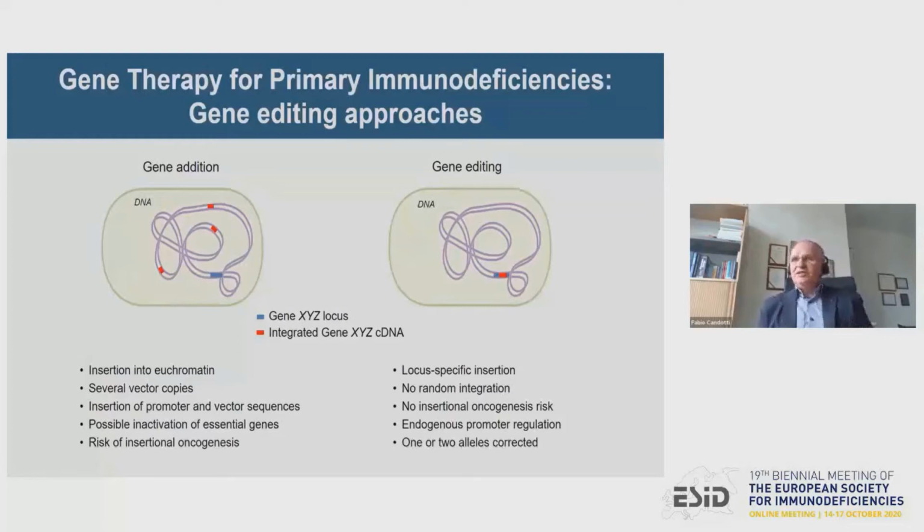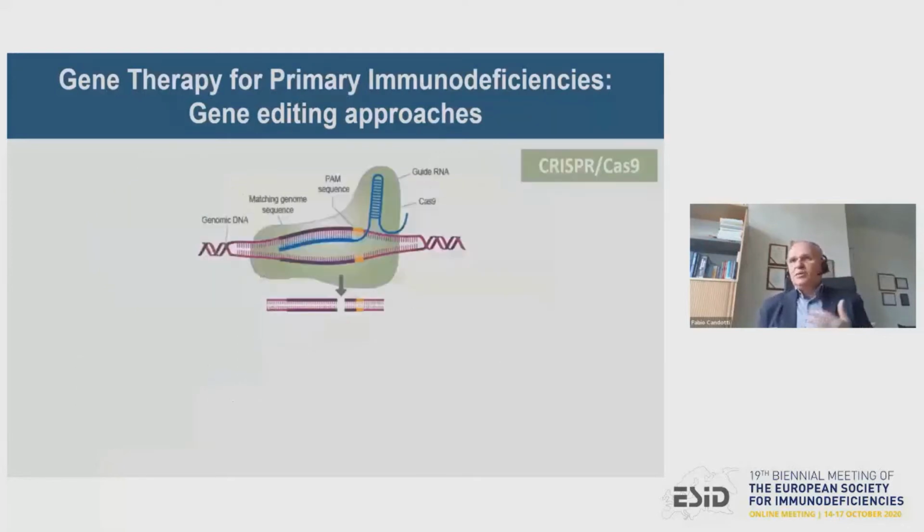This process, gene editing, can be performed with different technology. The one that is nowadays mostly utilized for primary immunodeficiency is the CRISPR-Cas technology. This technology is based on the use of a guide RNA that is complementary to the sequence of interest that is near the mutation of the gene that we want to correct. The binding of the guide RNA to the sequence of interest allows for the Cas9 nuclease to bind to the region and perform a double-strand cut.